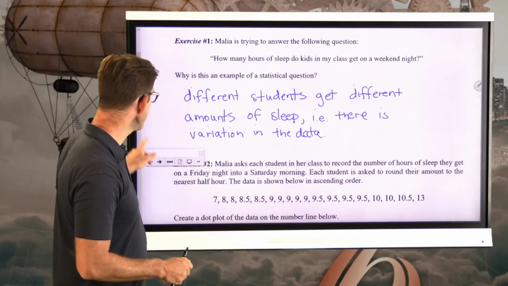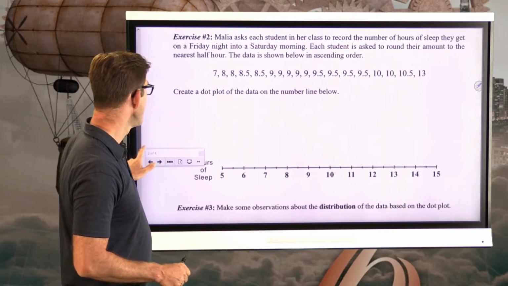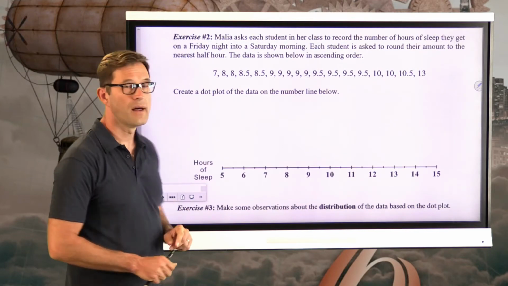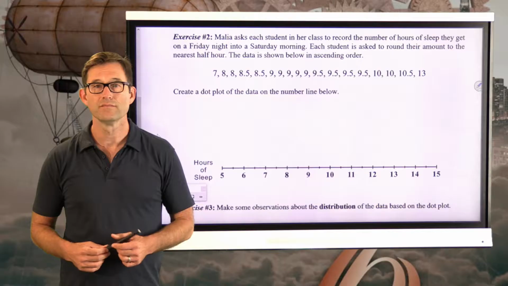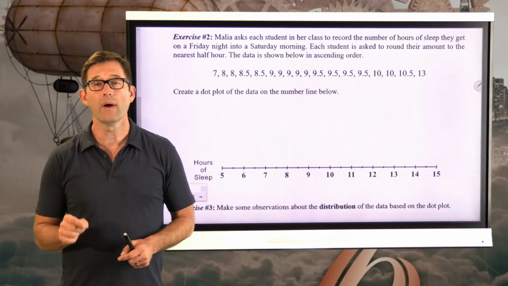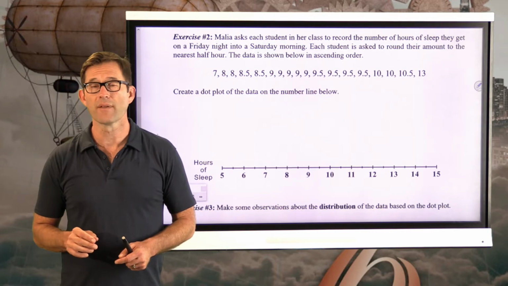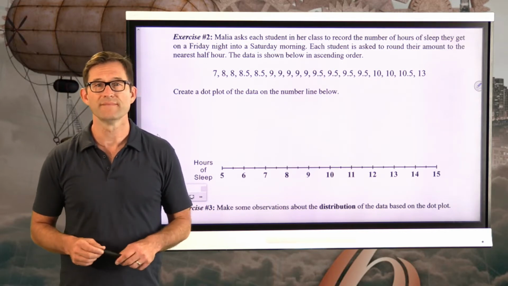All right, so let's keep going on this. Exercise number 2. Malia asks each student in her class to record the number of hours of sleep they get on a Friday night into a Saturday morning. Each student is asked to round their amount to the nearest half hour. The data is shown below in ascending order. Create a dot plot of the data on the number line below. Why don't you go ahead and do that? Create that dot plot on the number line below, and then we'll go through that.